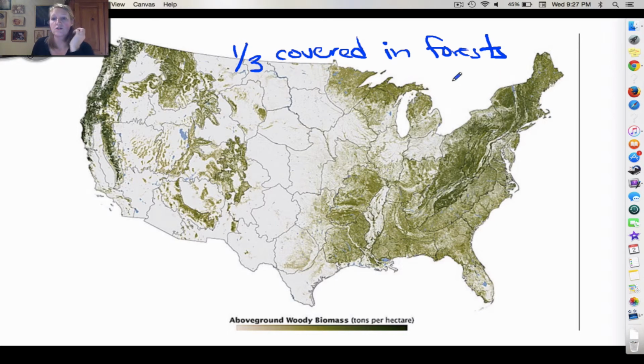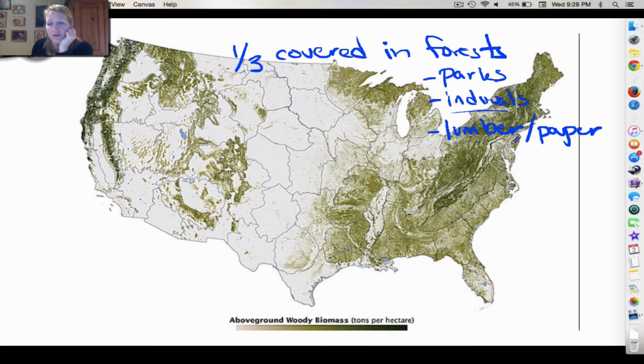And some of those forests are owned by, obviously, they're parks. Okay, so the government owns some of them, a lot of them. Individuals also own a ton. So if you have a forest in your backyard or if you have a big forest, so individuals. Oh my gosh, I'm so sorry about my spelling right now, but that says individuals. And then lastly, lumber companies. Lumber and paper companies also have bought up huge forests. So lumber and paper companies also own some of that 1/3 of the United States that is covered.